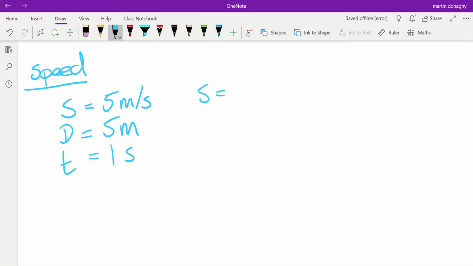But let's say it kept the same speed, but instead it did that for a time of 2 seconds. So we cover 5 meters in the first second. It's traveling at a constant speed. It would travel another 5 meters in the next second. So the overall distance would be 10 meters.